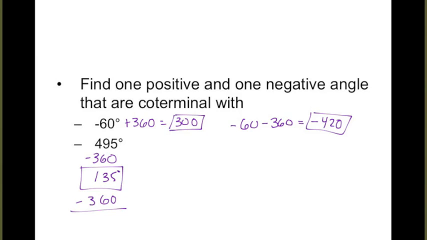So when I subtract again, I don't know. Negative 235? That doesn't sound right. No. 225? 245? I don't know. You might be right. Something like that. 225.